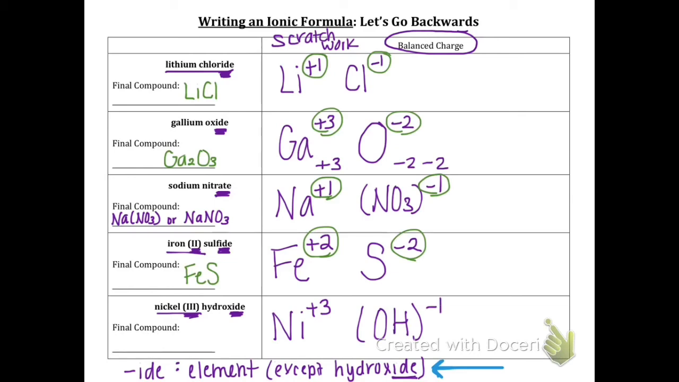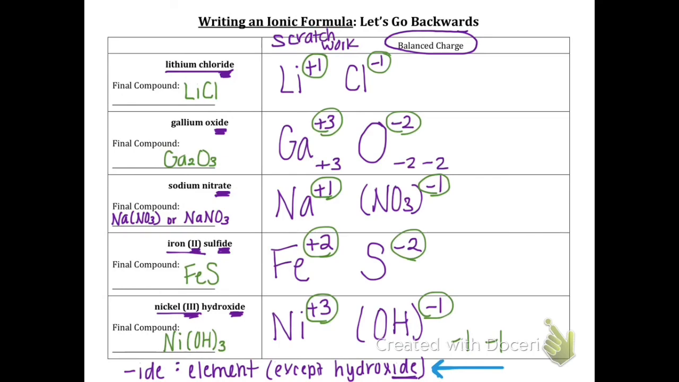Okay, so now you're going to do the math. You have a +3 and a -1, so that does not cancel out. So I need more negatives. So I need another hydroxide and another hydroxide for me to cancel out and make it neutral. So how do I properly write that? For every 1 nickel, I need 3 hydroxides. You have to have the parentheses here.